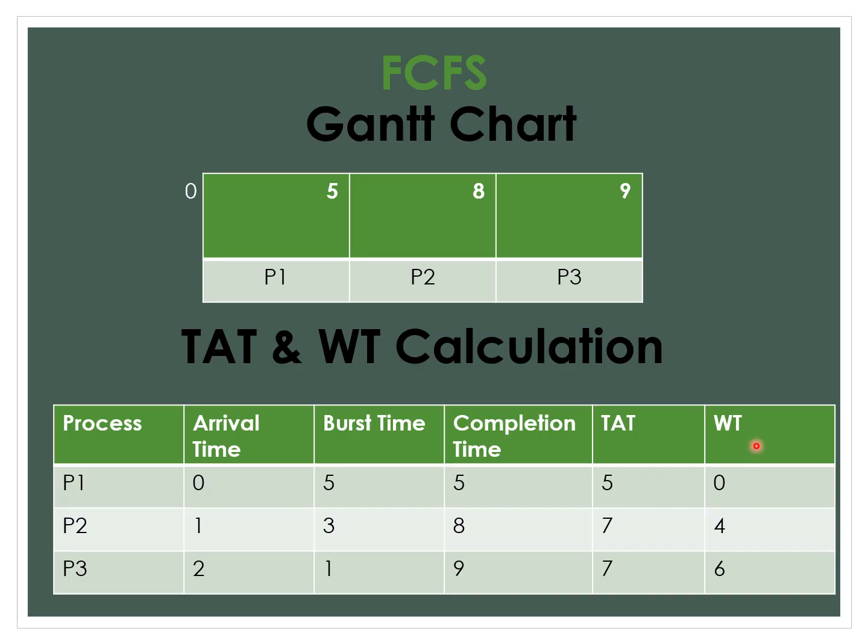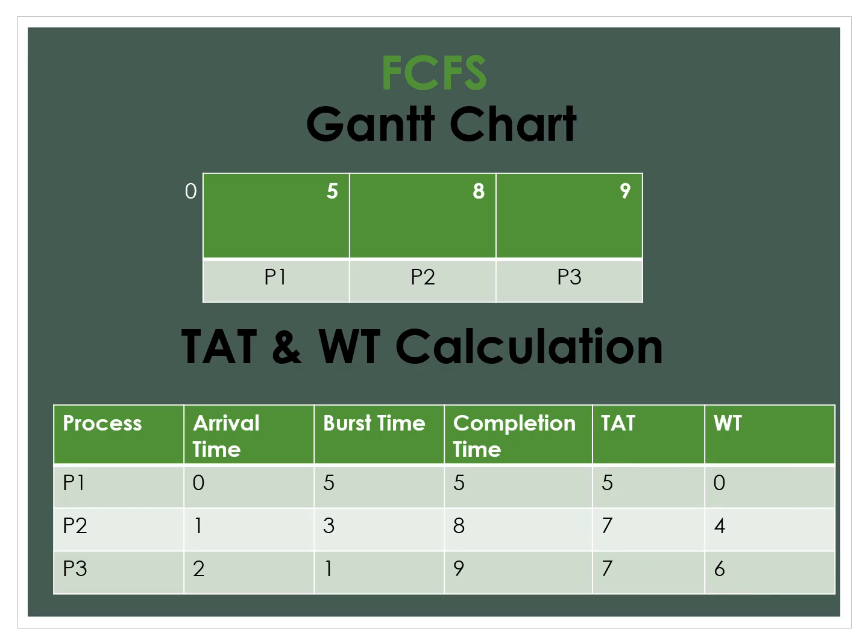Now to find waiting time, the formula is turnaround time minus burst time. So 5 minus 5 is equal to 0. 7 minus 3 is equal to 4. 7 minus 1 is equal to 6.